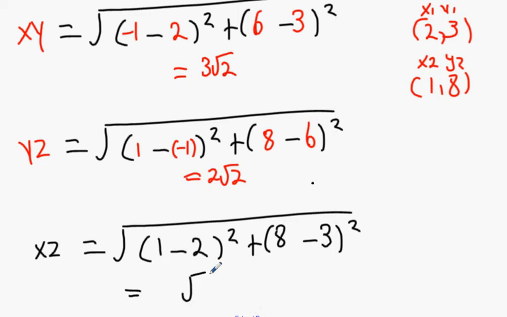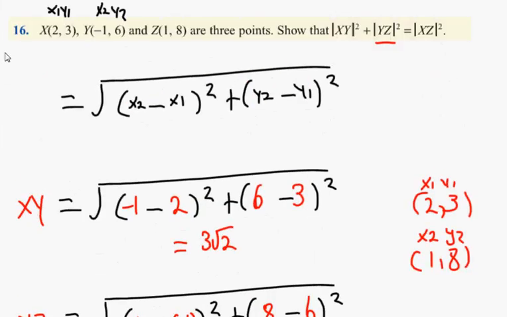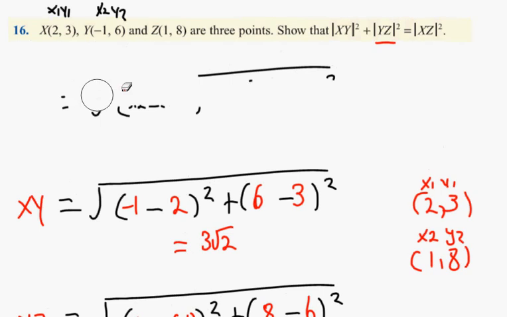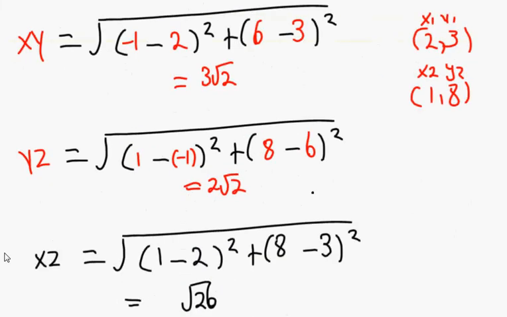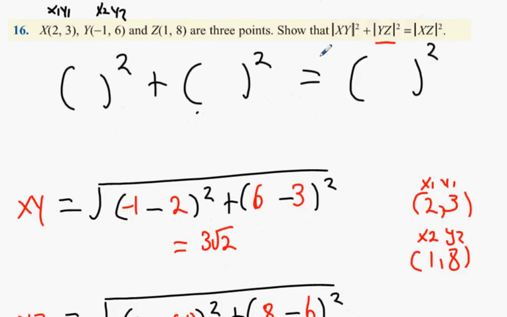So, here's what happens, guys. Our three answers are 3 root 2, 2 root 2, and root 26. Are you looking? We've got to use all three answers at the very top. So, we first have to do xy squared. Then we have to add on yz squared. And then we have to get xz and square that as well. So what's xz again? Root 26.